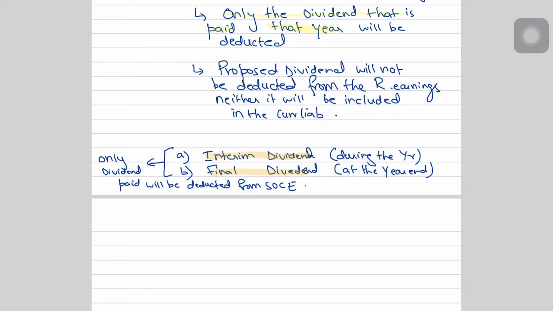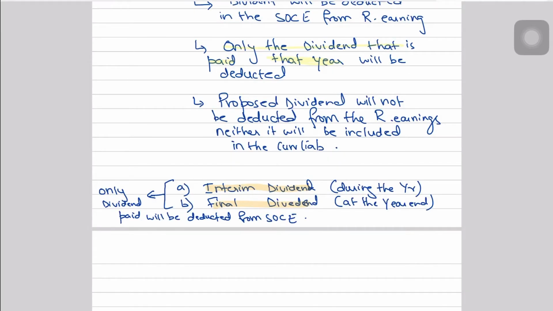The proposed dividend will not be deducted from retained earnings and statement of changes in equity. Neither will the proposed dividend come in the current liabilities section. Okay, so there is one more important thing that you need to know: when I said only the dividend paid is deducted that year, there is another dividend that can be paid.